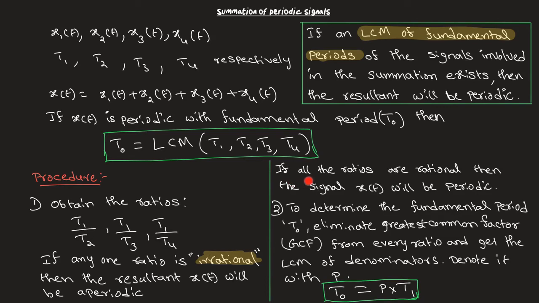If x of t is periodic, then its fundamental period is to be calculated. To determine that fundamental period t naught, eliminate the greatest common factor in every ratio and get the LCM of the denominators and denote this LCM as capital P. This capital P multiplied with the numerator that we have taken in our earlier ratios gives the fundamental period t naught. In this way, periodicity of the summation of periodic signals can be determined.